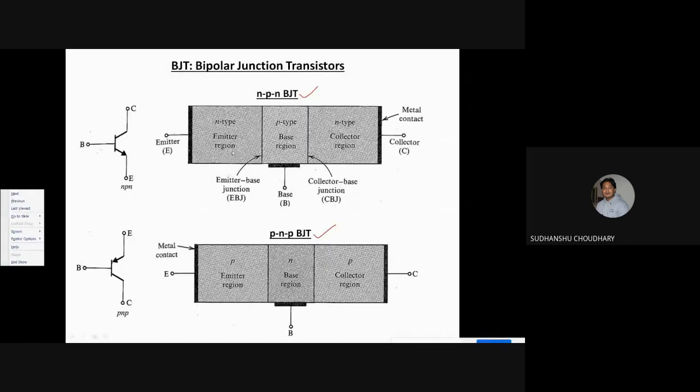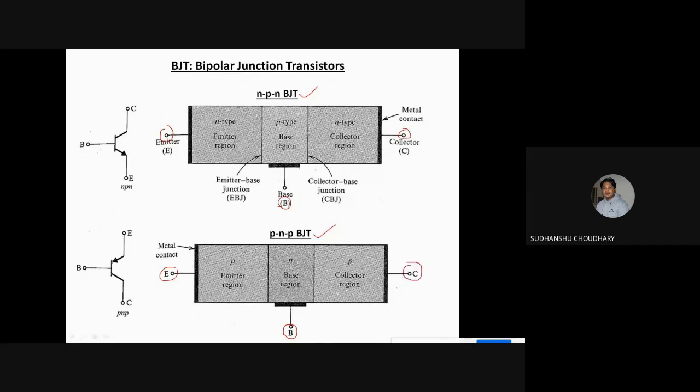Now this BJT is a three-terminal device, which we had studied some time back. One is the base terminal, which is here in the middle. Then one is the emitter and the other is the collector. So we have three terminals: emitter, collector, and base in between. Similarly, in a PNP, base in between, and then you have emitter and collector.